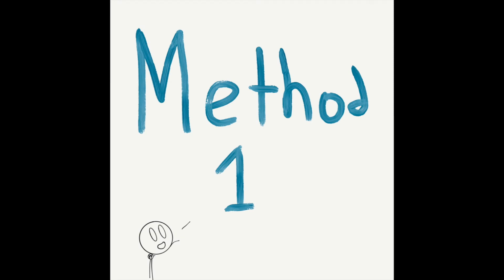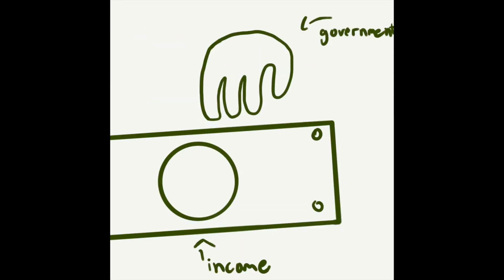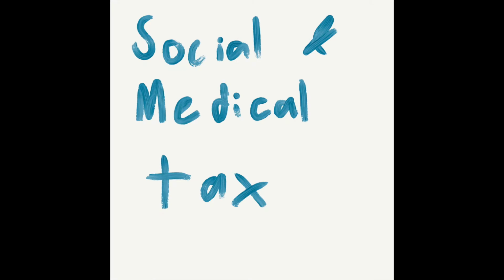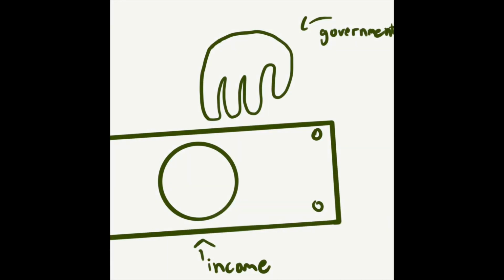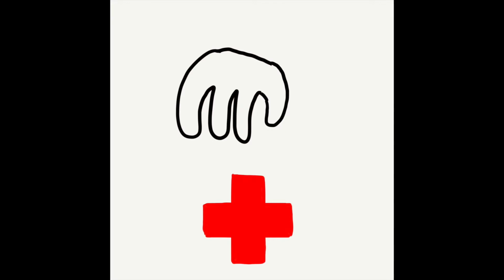The first method is individual income tax. Individual tax is when the government takes a portion of a person's salary. The next type of tax is social security and medical tax. While this tax also takes a small portion of a person's income, it benefits them by helping them secure and maintain their homes and help them acquire their health care.